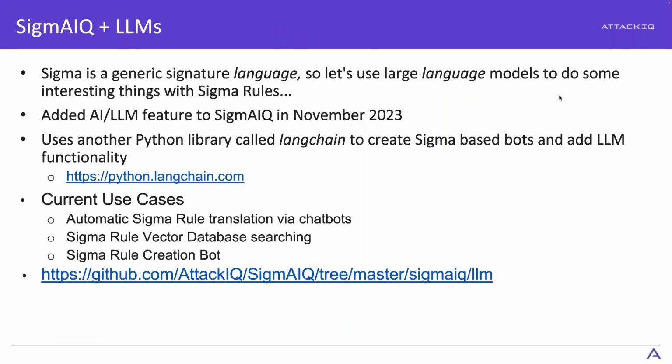So recently, last November, we released an experimental update to this library to use LLMs with Sigma rules, because we figured, well, Sigma is a generic signature language, so let's use some large language models, since they're all the craze nowadays, with Sigma rules.